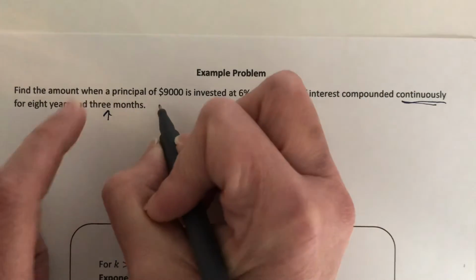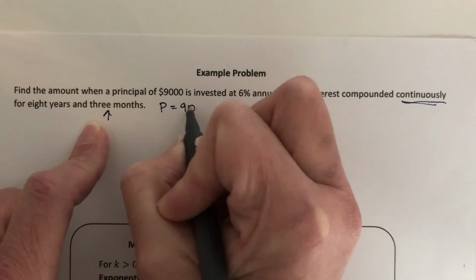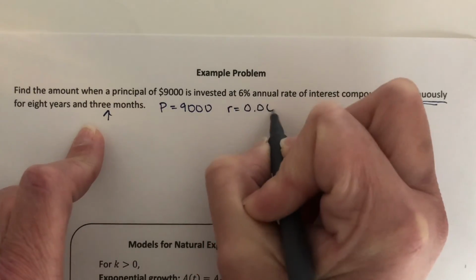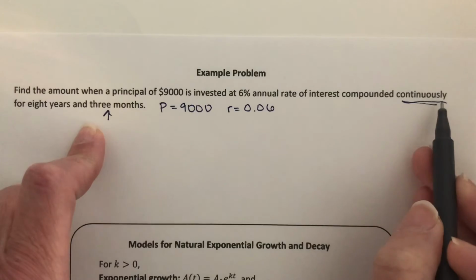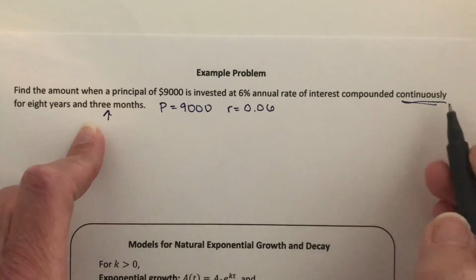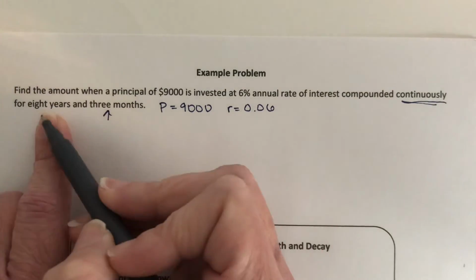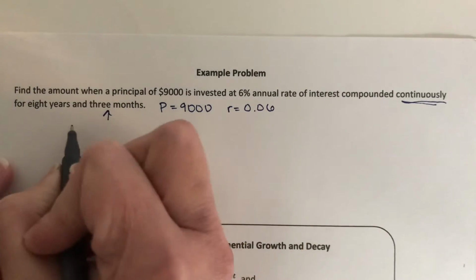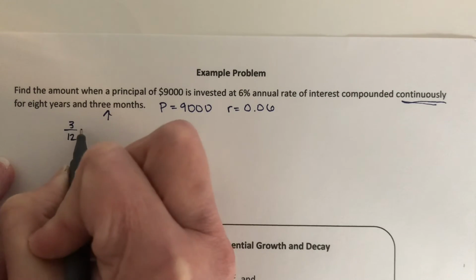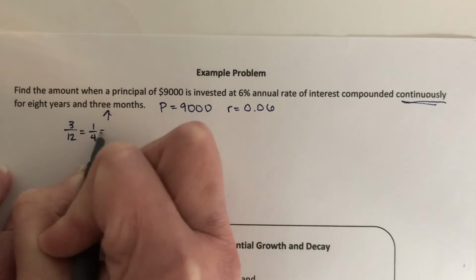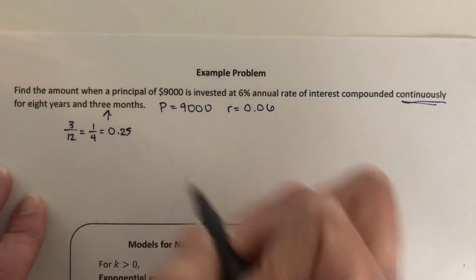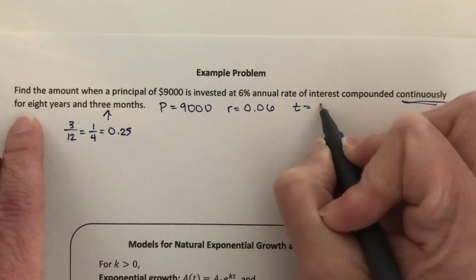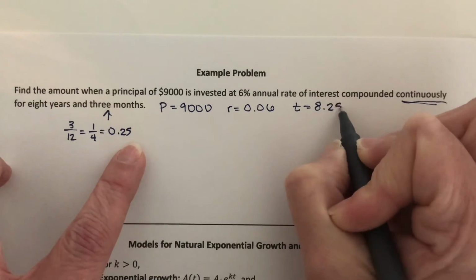Okay, so my principal is 9,000. My rate as a decimal is 0.06. Continuously, so I'm using A equals P e to the RT, but I need to do this time in years. Well, what is 3 months? That is 3 over 12, which is 1/4, which is 0.25. So my time in years is 8.25 years.